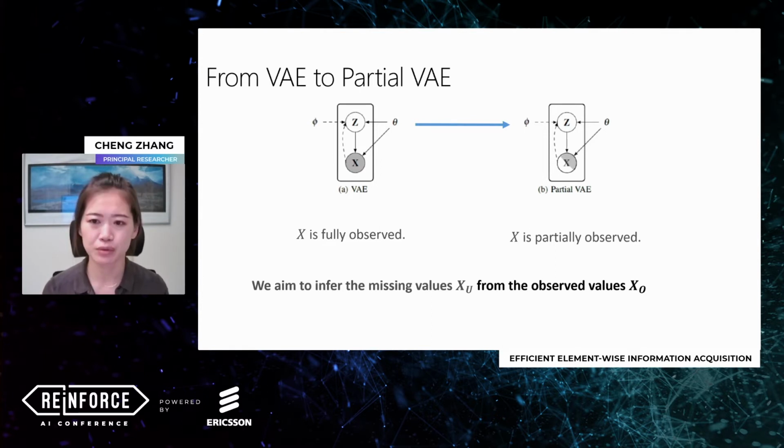What we need to do is change the variational autoencoder to a corresponding version that we call a partial VAE. That's the model we propose. So the aim is that we can infer the missing values from any observed values. The shaded X just means that X is partially observed.